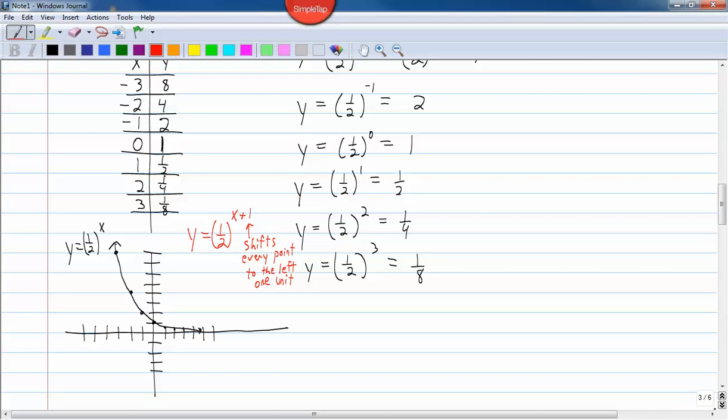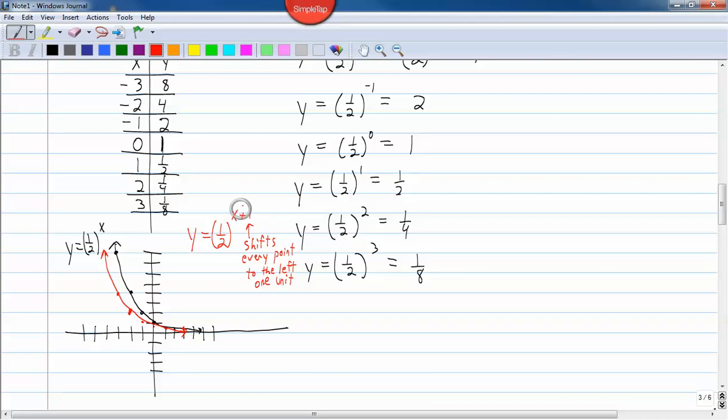Alright, so you see this point right here, if I just shifted it to the left 1 unit, took this one and shifted it to the left, this one shifted it to the left, and did that with every point. And this graph here would be y equals 1/2 to the x plus 1.